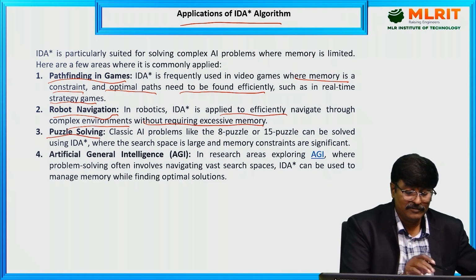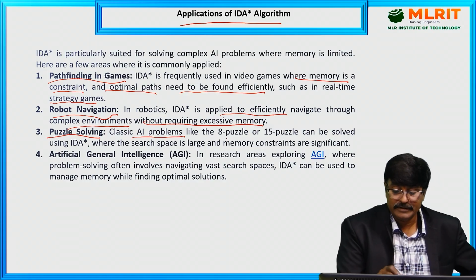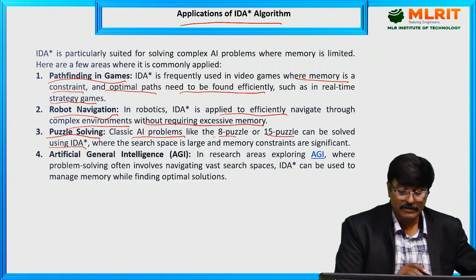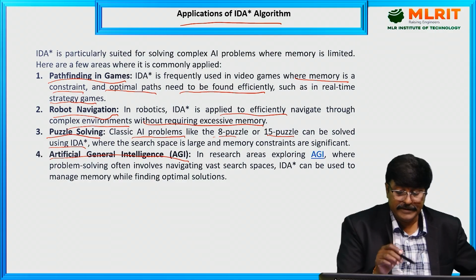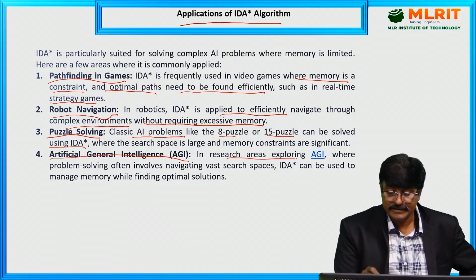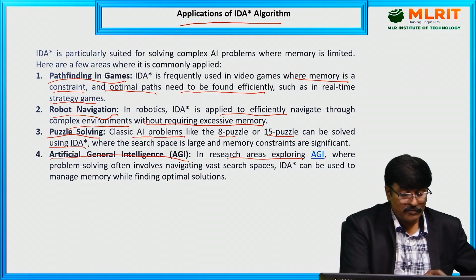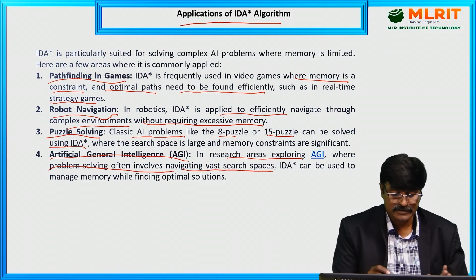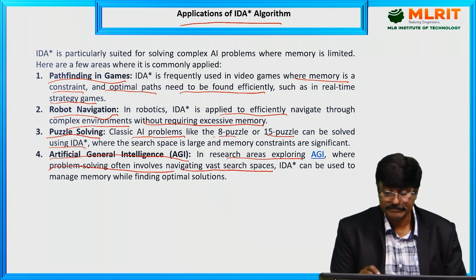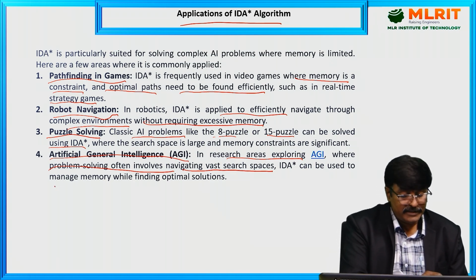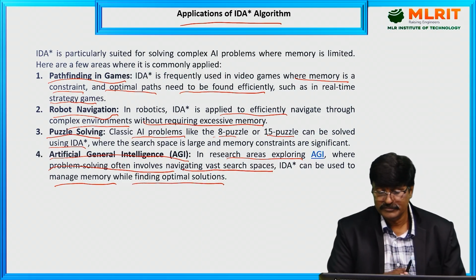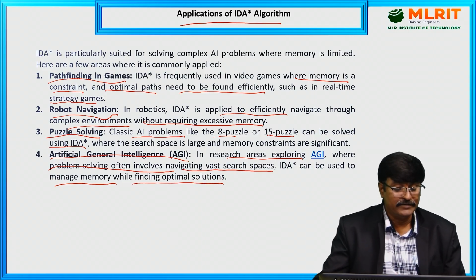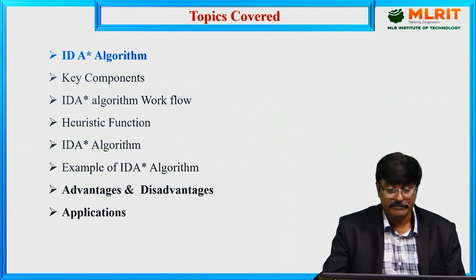Puzzle solving in AI applications, you can use it. The 8 puzzle or 15 puzzle can be solved using the IDA algorithm. Artificial general intelligence: this IDA algorithm is very useful in research areas where problem solving often involves navigating vast search spaces. For large search spaces you can use the IDA algorithm. IDA can be used to manage memory while finding optimal solutions. So all these are the applications of the iterative deepening A star algorithm.